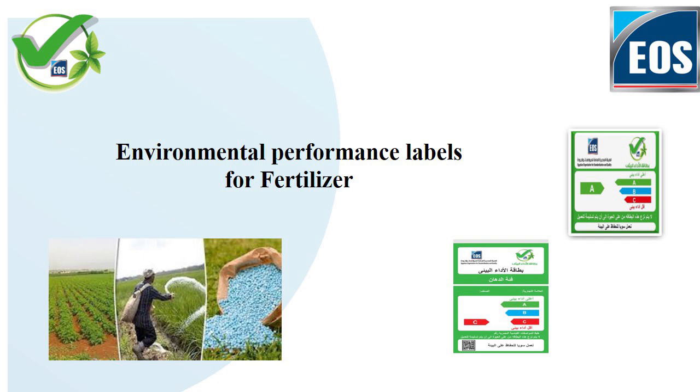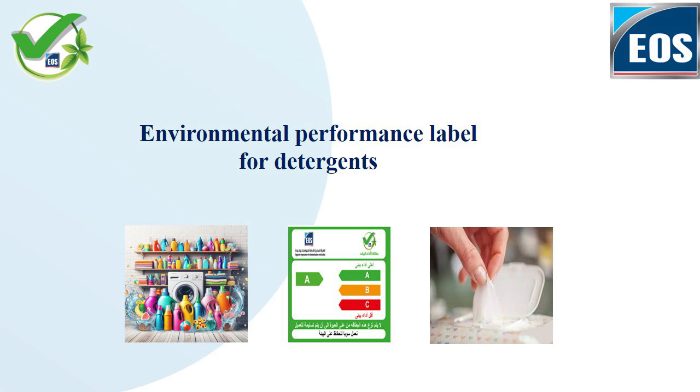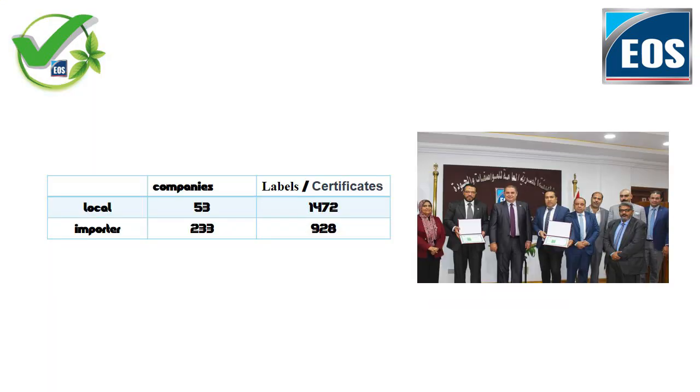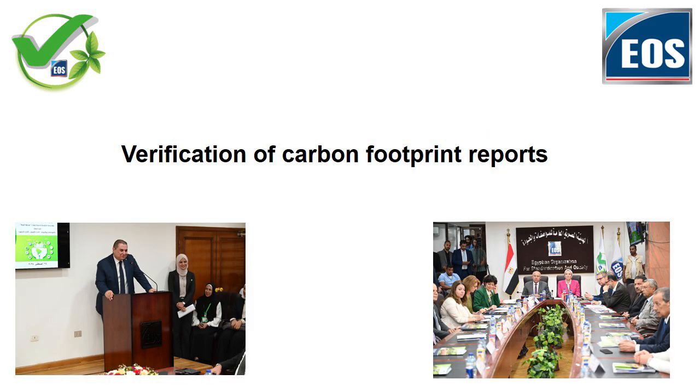Other examples are the environmental performance label for fertilizers and for detergent. And there is the total number of companies obtaining certificates, local and importer. Local companies: 53 with 1,472 certificates, and importers: 233 with 928. The second indicator, verification of carbon footprint reports.